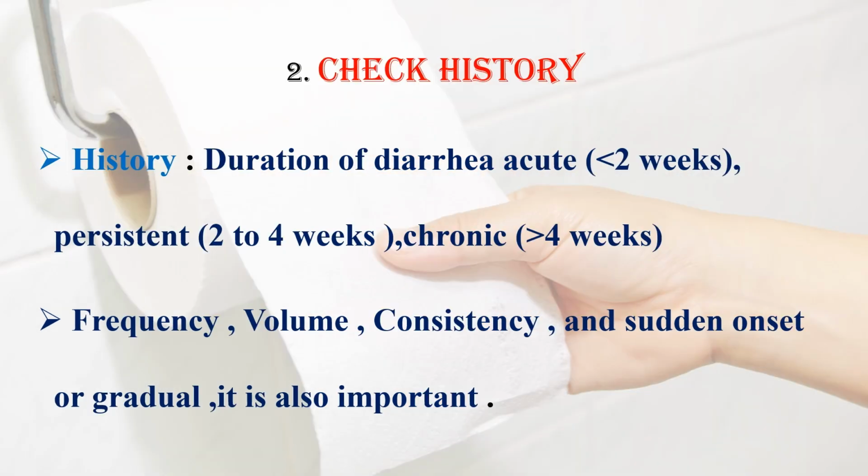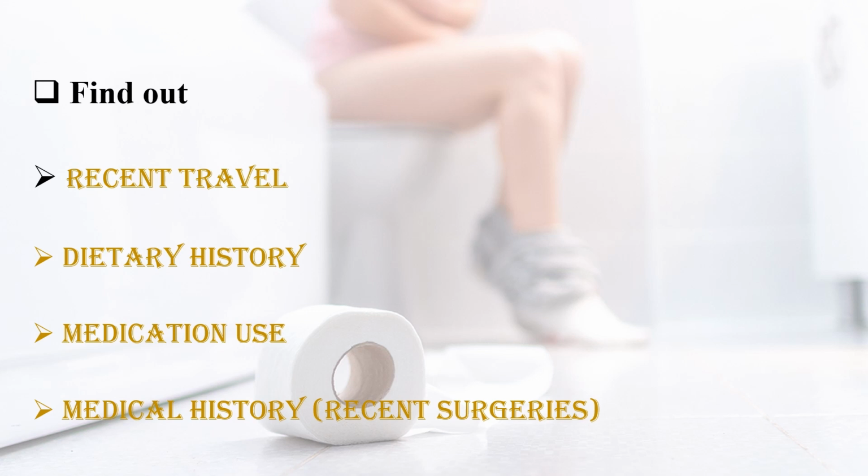Duration of diarrhea. If it is acute, less than 2 weeks. If it is persistent or subacute, 2 to 4 weeks. If it is chronic, greater than 4 weeks. Frequency, volume, consistency and sudden onset or gradual onset are also important. Find out recent travel, dietary history, medication use, medical history.